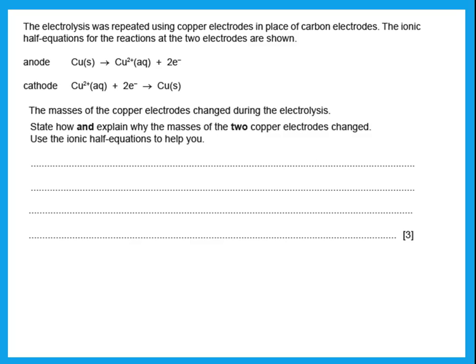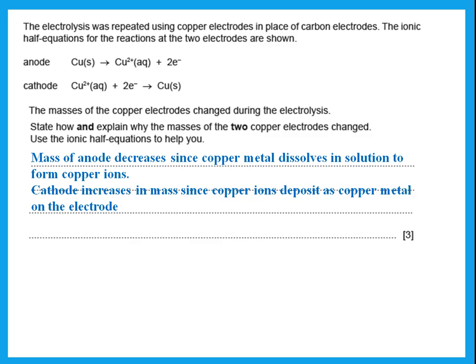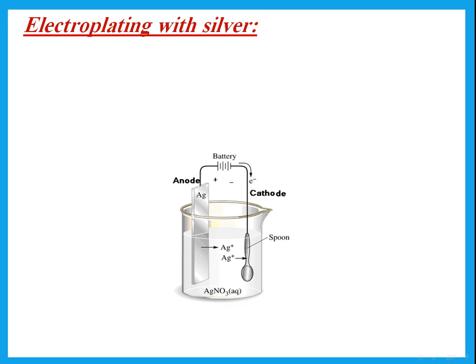So he gives the half equations of the reactions at the two electrodes, and he's saying that the anode changes from copper solid to copper ions, while at the cathode the copper ions change to copper solid. So this is what happens when we do purification. The mass of the anode decreases because the copper metal dissolves in solution to form copper ions, while the cathode increases in mass because the copper ions deposit as copper metal on the electrode.